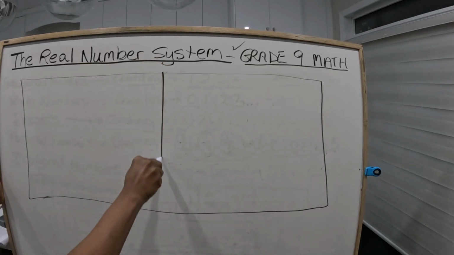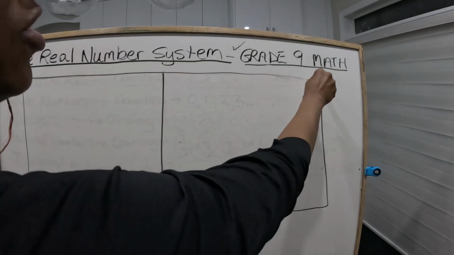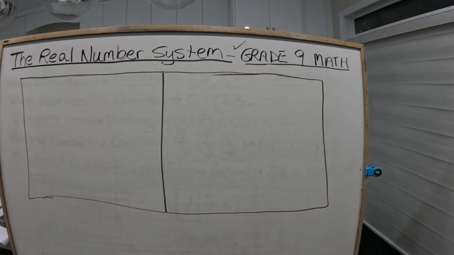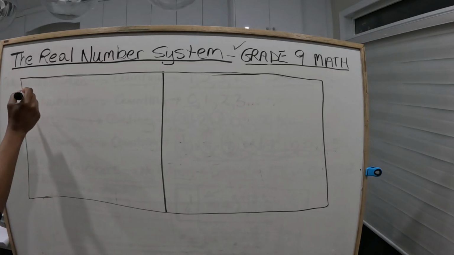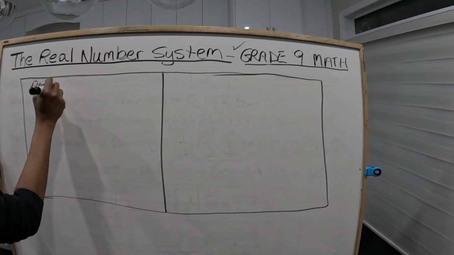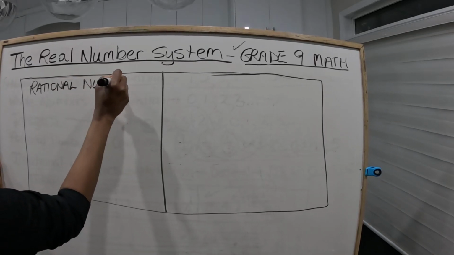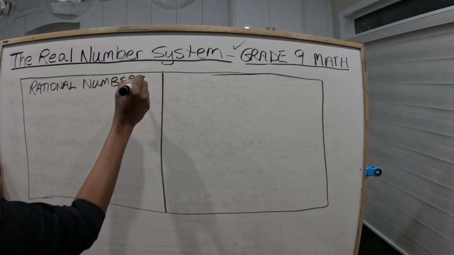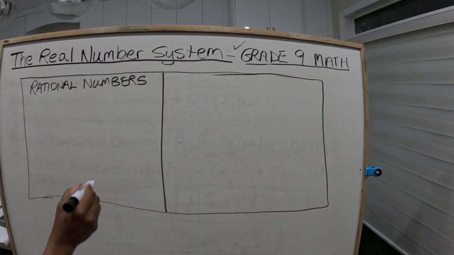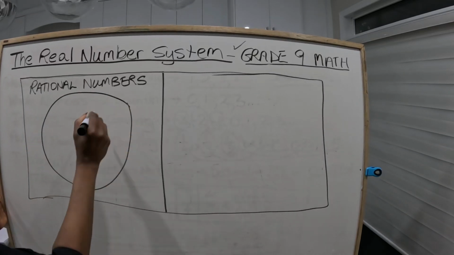So we have 2 types of numbers, as you saw just now. And the good thing about watching this, you can pause the video and you can read the information, write it down in your books, and so on. So in this box, we're going to call it rational numbers. And I will explain this in a second. And then we have 2 circles inside.